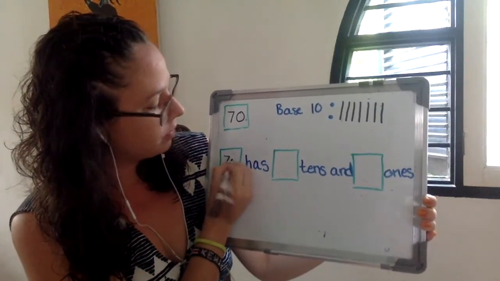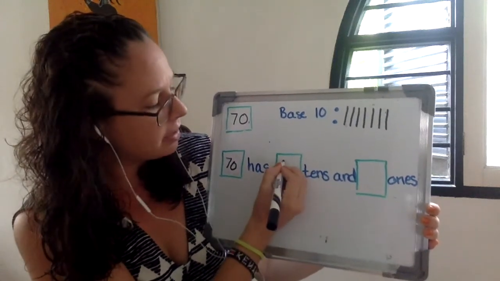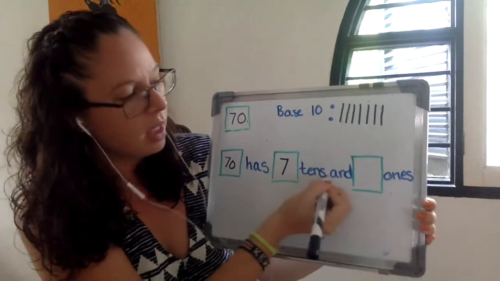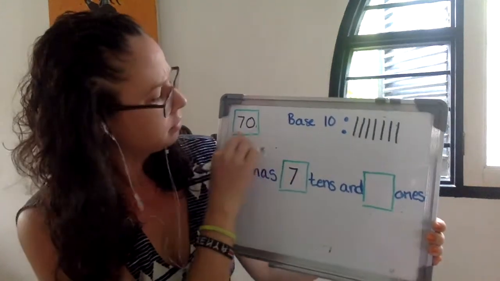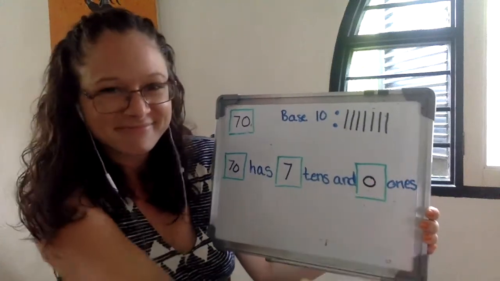70 has how many tens? 7 tens. And how many ones? 0 ones.